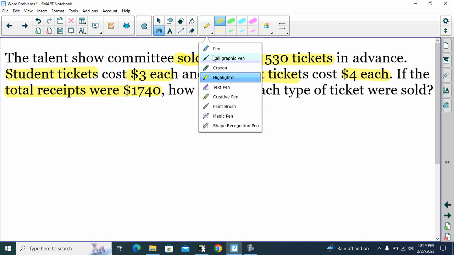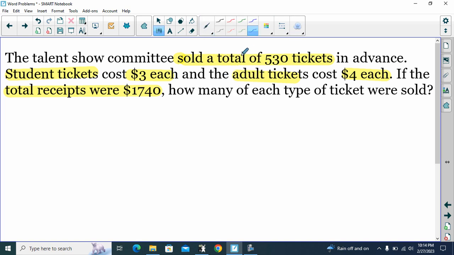Again, we want to start by defining our variables. We are looking for how many of each type of ticket were sold. So student tickets, let's call that S. And adult tickets, we're going to call that A. We know that a total of 530 tickets were sold. So if I take the number of student tickets that were sold and add it to the number of adult tickets that were sold, we sold a total of 530 total tickets.